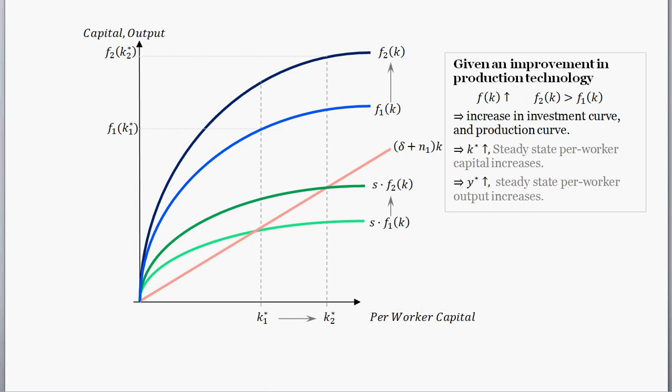And so summarizing everything in one graph, we have something that looks like this. Given an improvement in technology, that means our production function is getting better. That's going to shift up the investment curve and the production curve. And so that implies a higher steady state level of capital per worker, and that implies a higher steady state level of output per worker.